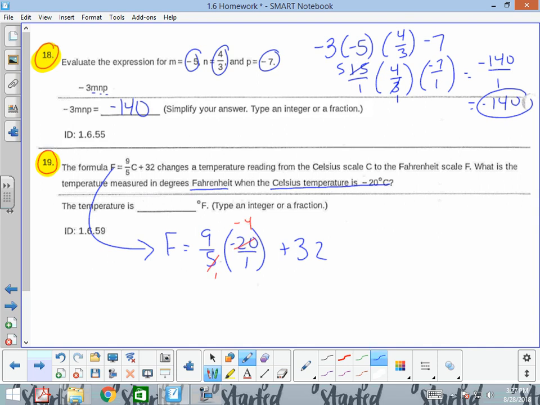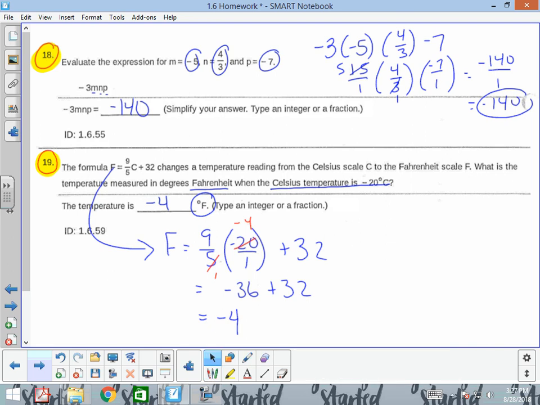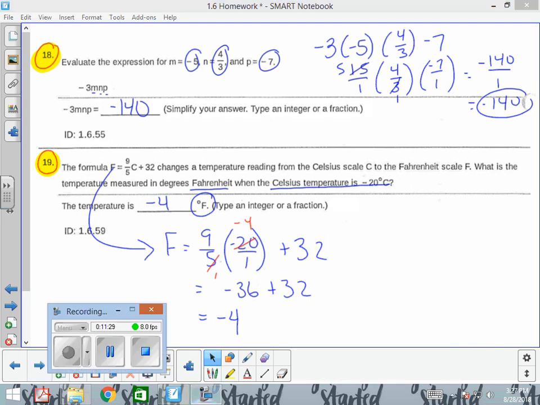And I'm going to multiply the numerators, 9 times negative 4. And the denominator is 1, so that's just negative 36. And negative 36 plus 32 is negative 4. So that's negative 4 degrees Fahrenheit. Now you don't have to enter this on the Google form or on the computer because it's already there. All right, that is the end of our videos for 1.6.